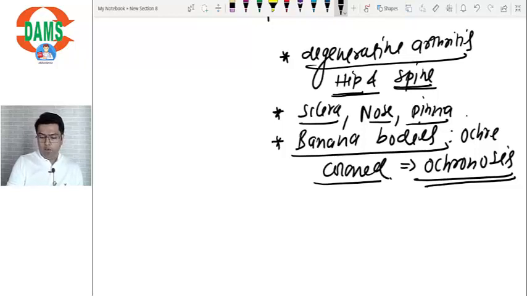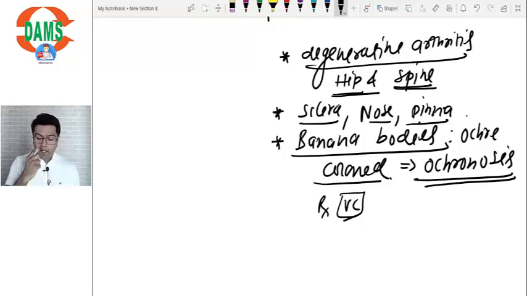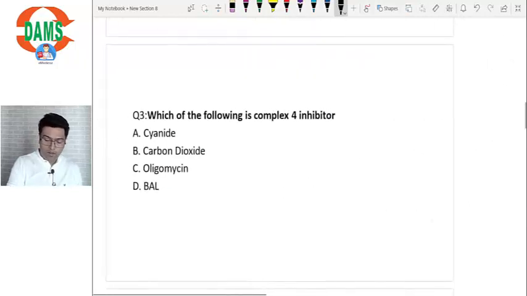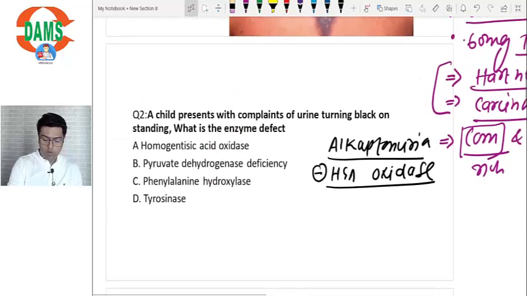There is no definitive treatment. In the management, you can start with vitamin C. Not a drug exactly, but an antioxidant like vitamin C as a therapy. Okay, so that's our question number 2.